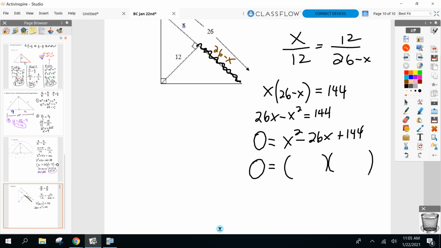There are two numbers that multiply to 144 but give you negative 26 somehow. And you just got to play around. Don't wait for me. Don't wait for a classmate to give it to you. Get on the calculator and start playing around a little bit. You'll find it. Numbers that multiply to 144 but are somehow going to give you a negative 26. You can find them.